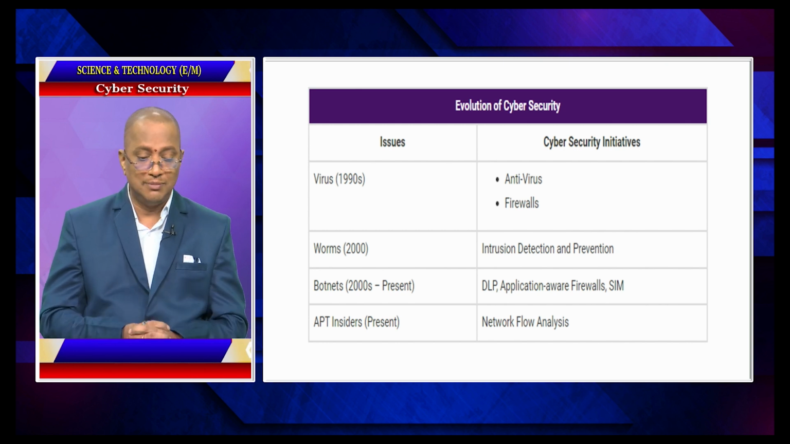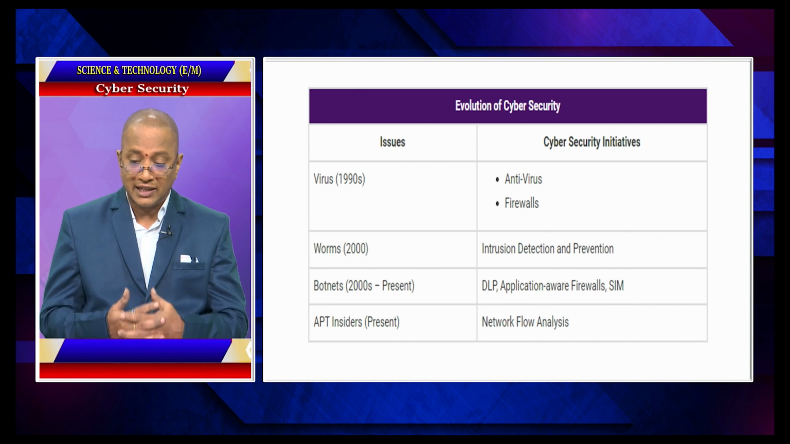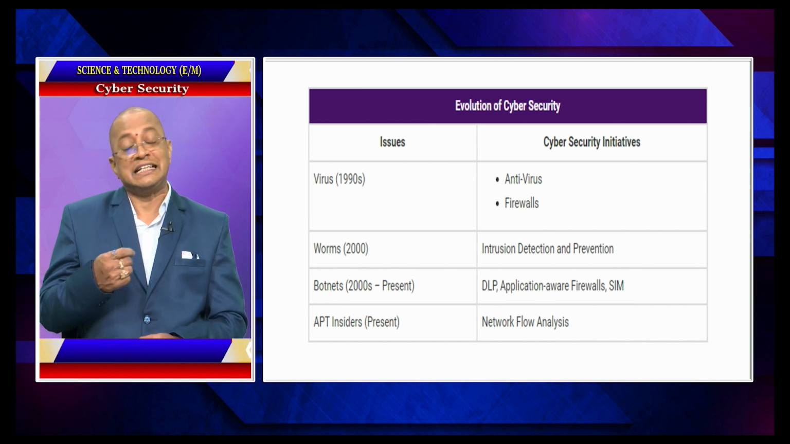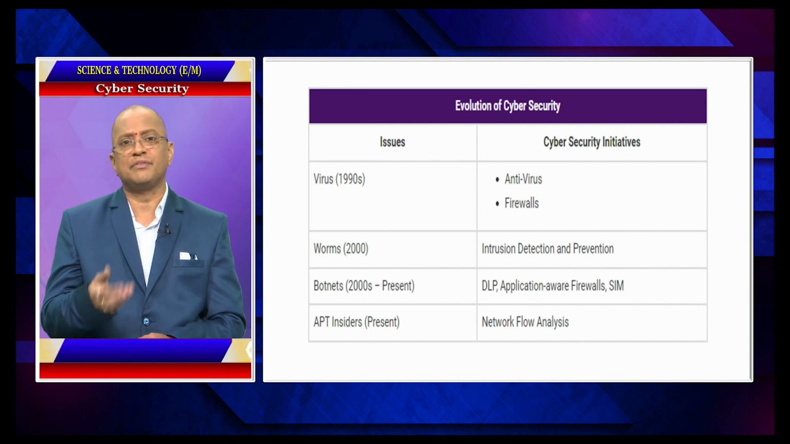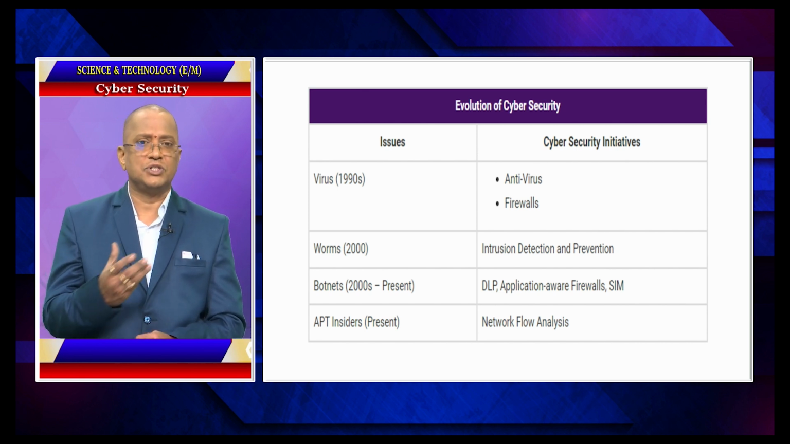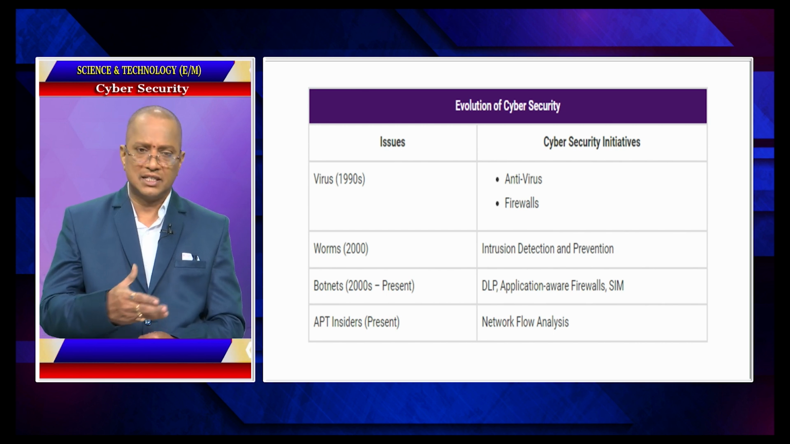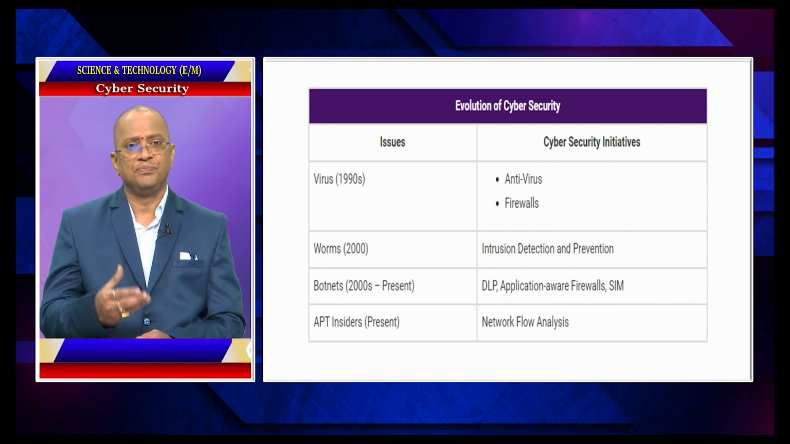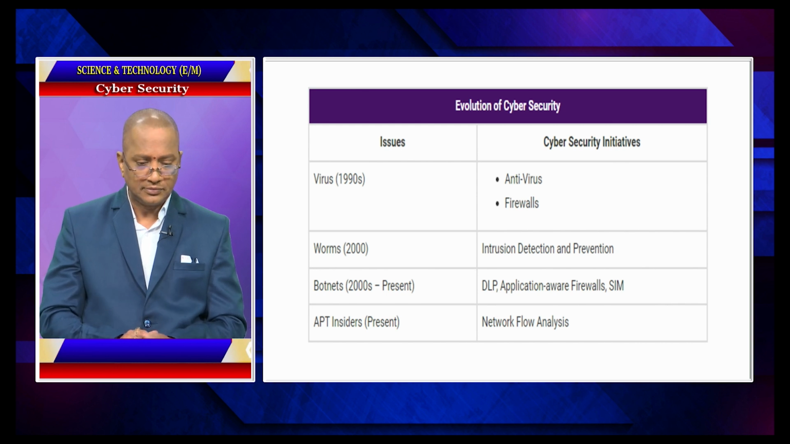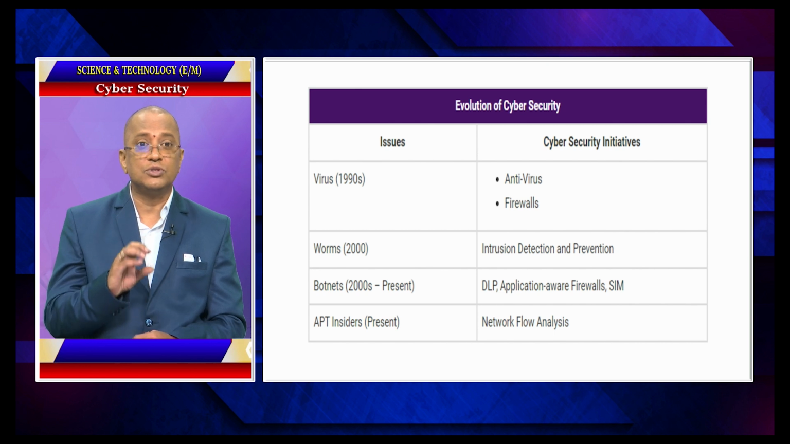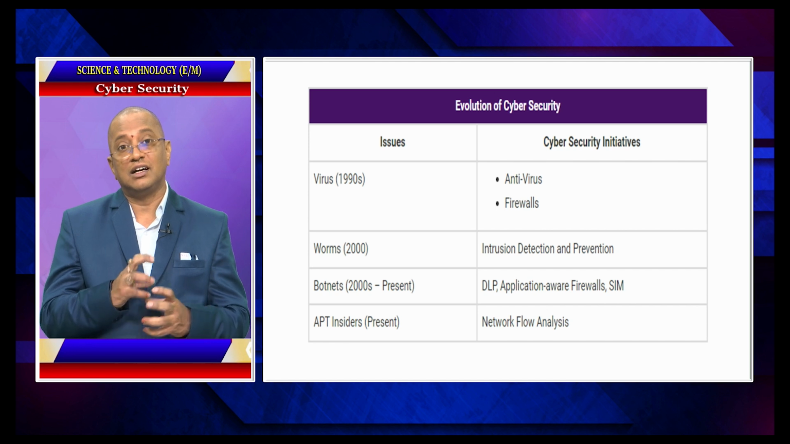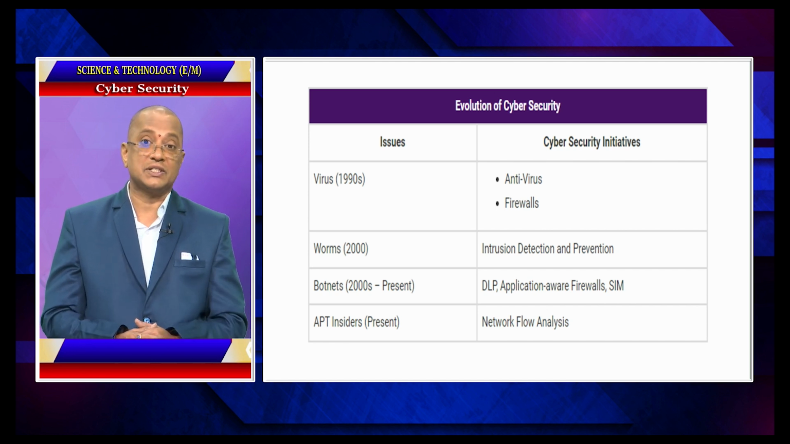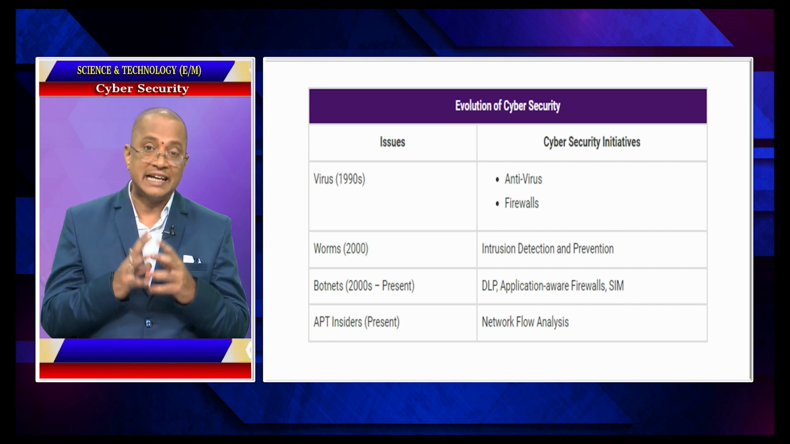Now, the evolution of cyber security. What kind of issues were there, and what kind of cyber security initiatives you have to take. This is very important from the point of view of examination. Not only for examination, even as a person who uses this science and especially information technology, we definitely have to know it. In the 1990s, generally they used viruses, which threatened our cyberspace. So that was the virus in the 1990s.